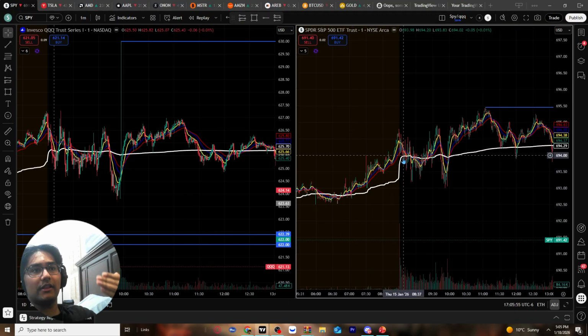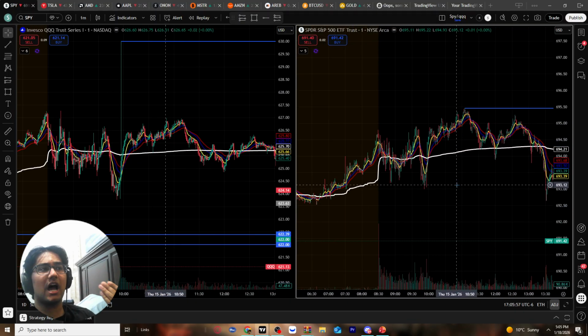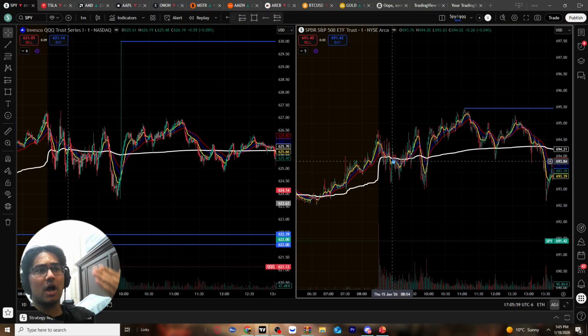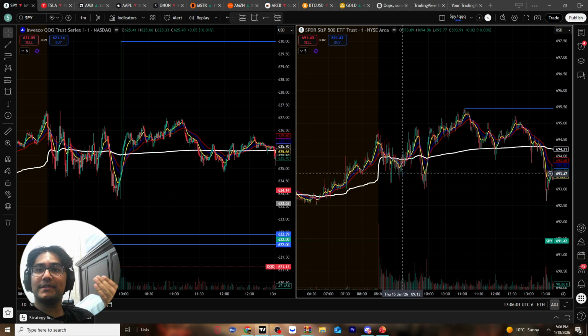The QQ and SPY is chopping around. Look how choppy this is. But a tech is making higher highs and higher lows, while QQ is chopping around and at low of day. And that shows me that that tech name has relative strength. Does that kind of make sense?